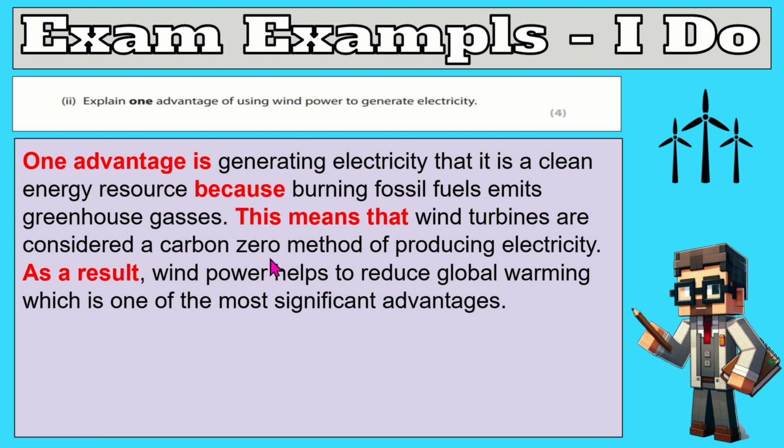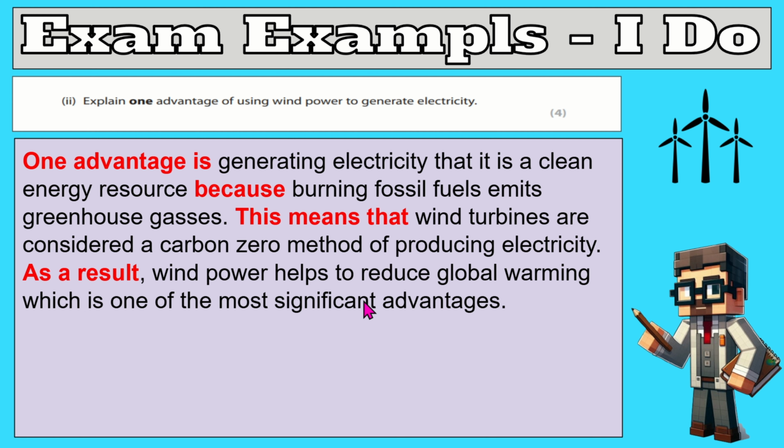Okay? Finally, to get that 4th mark, so I've got a mark here, and a mark here. As a result, wind power helps to reduce global warming, which is one of the most significant advantages. So again here, I'm doing enough for 2 marks really, but I only need 1. Global warming, again, use of tier 3 language, it just straight away jumps out to the examiner and says, okay, well actually, they're telling me why clean energy is important. It's because we're fighting against global warming or climate change.